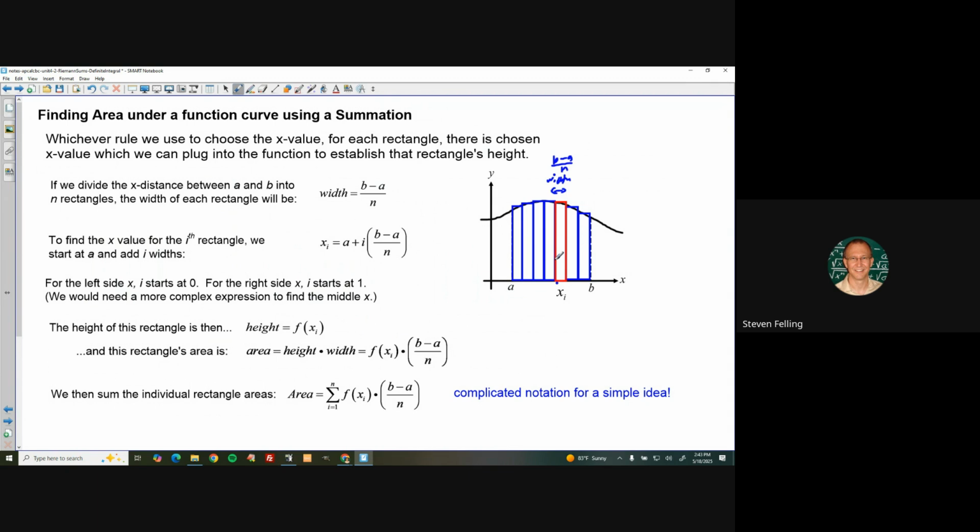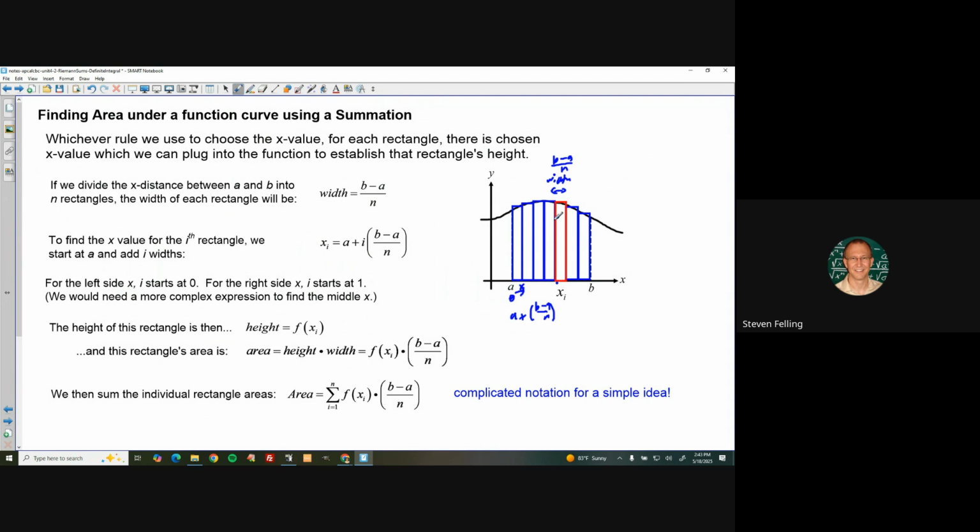Well, if we chose the left end, which is probably the easiest... I guess if we want to do the right end, we could say for the first rectangle, just start at a, and then just add one width to that. If I started at a and added this width of b minus a over n, that would give me this particular x value right here. And then we could use that to plug into the function to get the height.